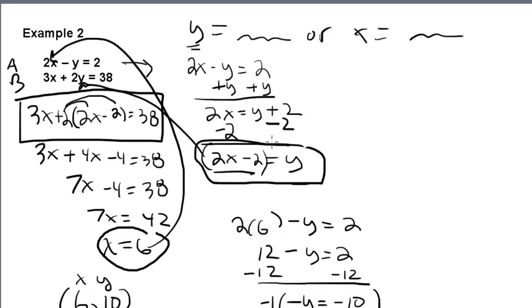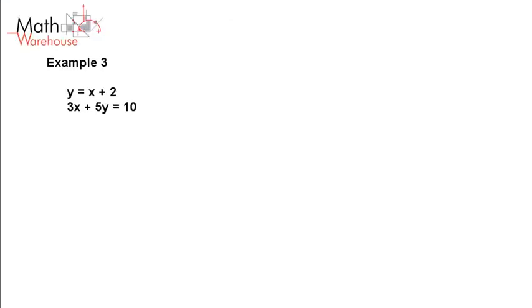Then what you do is you look at the other equation, B in our case, and wherever we see a y, we can replace it with 2x minus 2. Substitute it in to give us a single equation with one variable, and that's an equation that can be solved. Get your value for x, substitute it in to get the y. And that is substitution. Let's try one more example. y equals x plus 2 and 3x plus 5y equals 10. This is another very straightforward example.